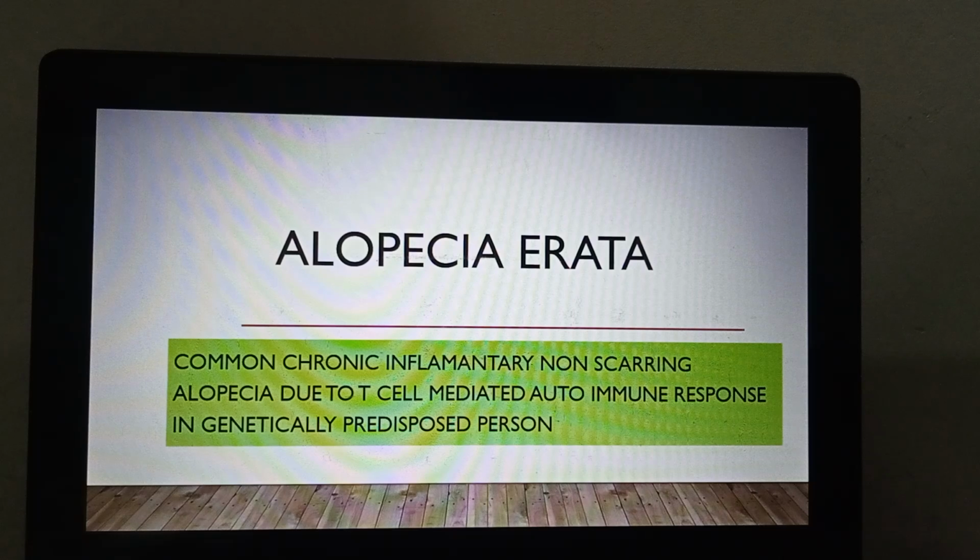Today I will discuss another important topic of dermatology. The name of the topic is alopecia areata.